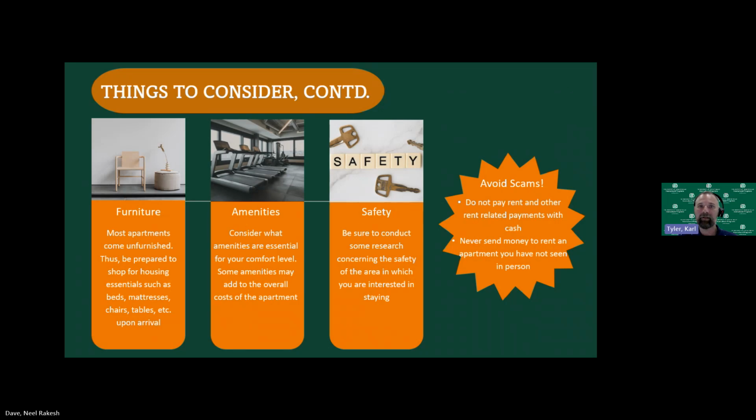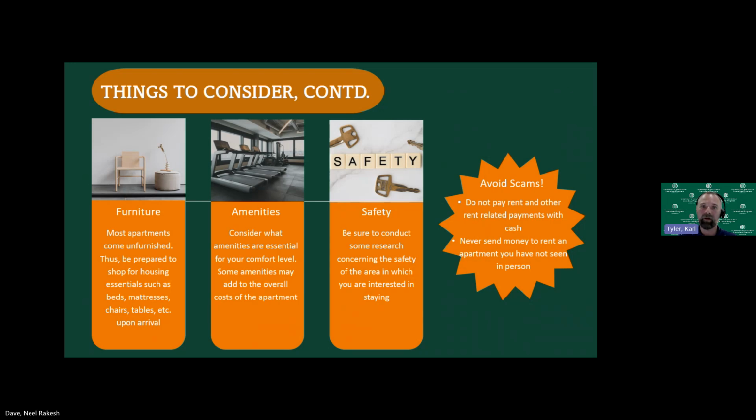All right, the next thing to consider is amenities. Amenities are all of the benefits or extras in your apartment or apartment community. I'll list a few of them, but when you think about these amenities, think about what you need versus what's just nice to have.